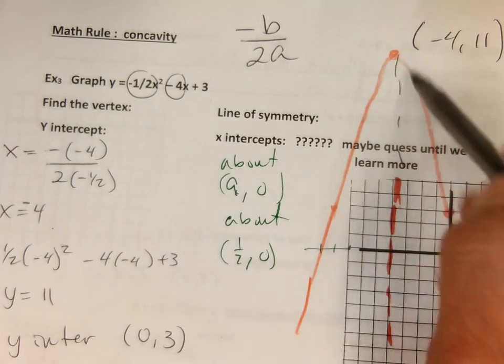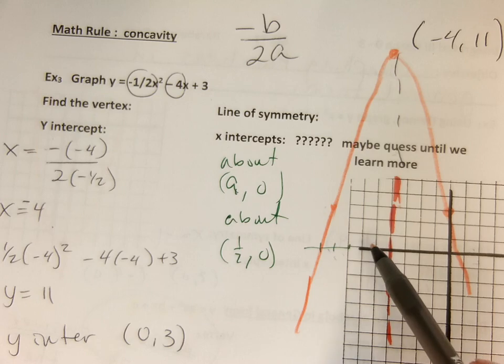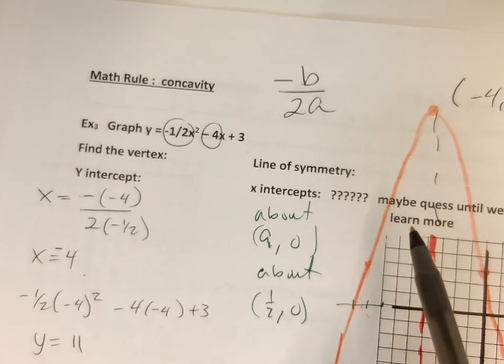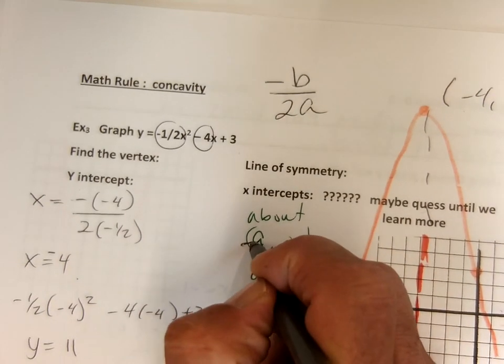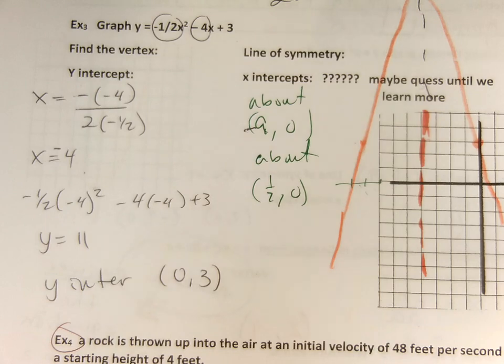Now the x-intercepts, I don't really know what they are. I can just guess. It doesn't factor. So if I guess, I thought it was about -9, 0, and about 1/2, 0. Okay, we'll find out how to find this later. We'll use the quadratic formula later.